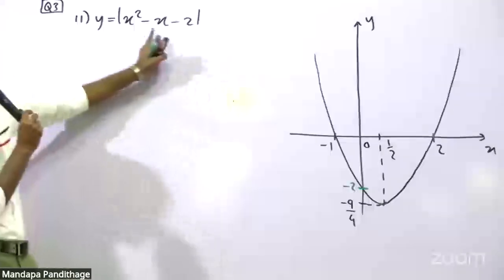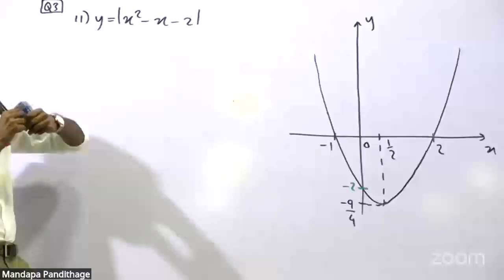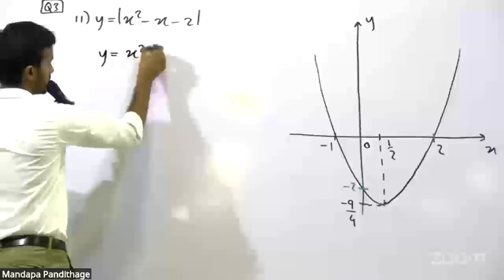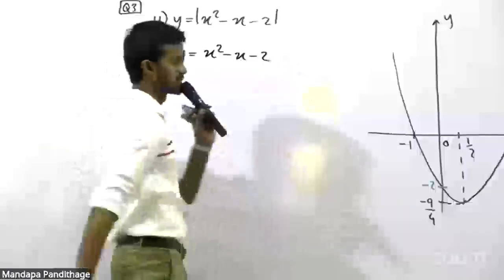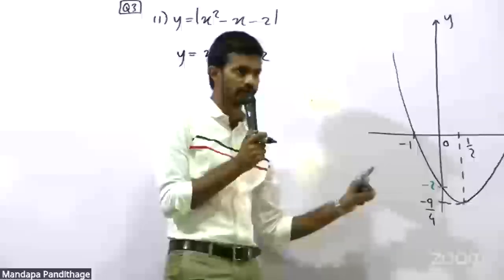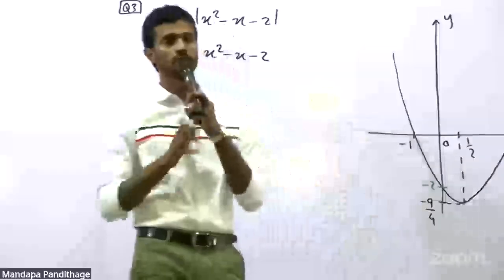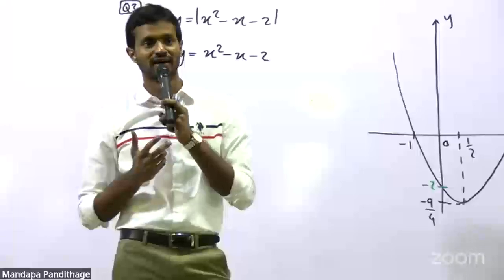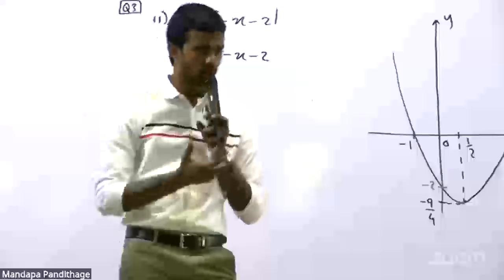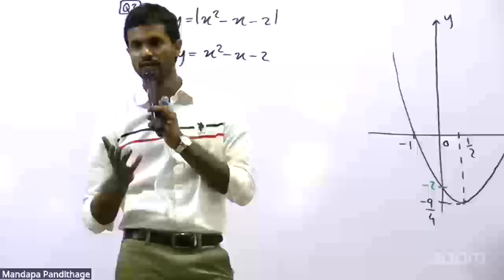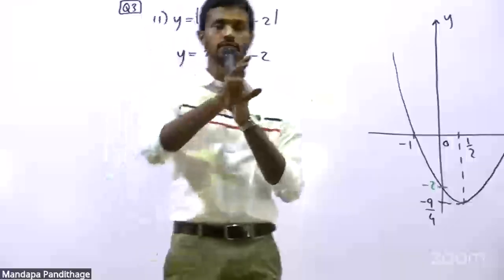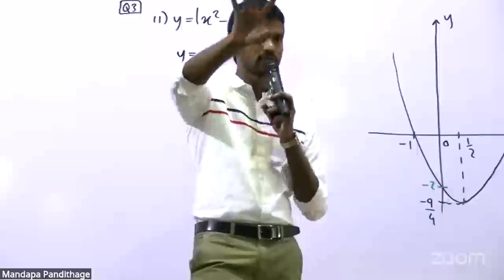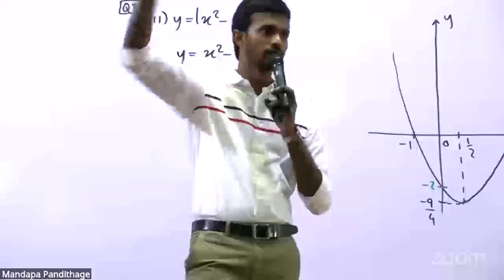Now we are supposed to draw the modulus of this. So when you have to draw the modulus of this, first you have to draw the quadratic function y equals x squared minus x minus 2. That we have done. Now tell me, what is the modulus of 2? It's 2. The modulus of minus 2 is also 2. So it's clear, if it is a positive value inside the modulus, the sign won't change. You will get directly the exact value 2.